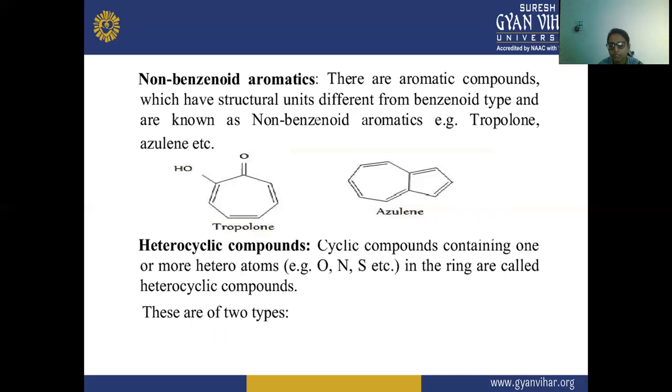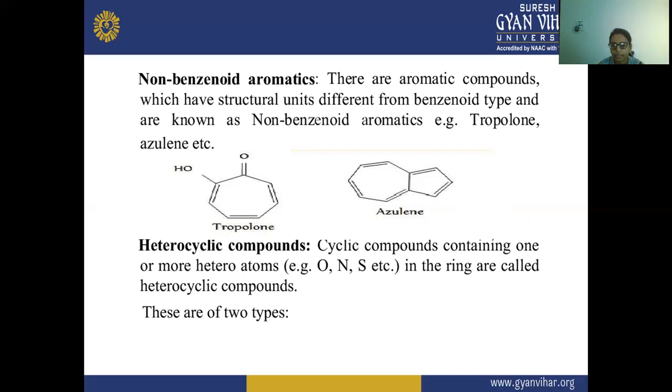In benzene, you can see they contain the benzene ring, but in this they do not contain the benzene ring, and their structure is different. Their structural unit is different from the benzenoid type, and that is why they are known as your non-benzenoid aromatic. For example, propanone and ethylene.